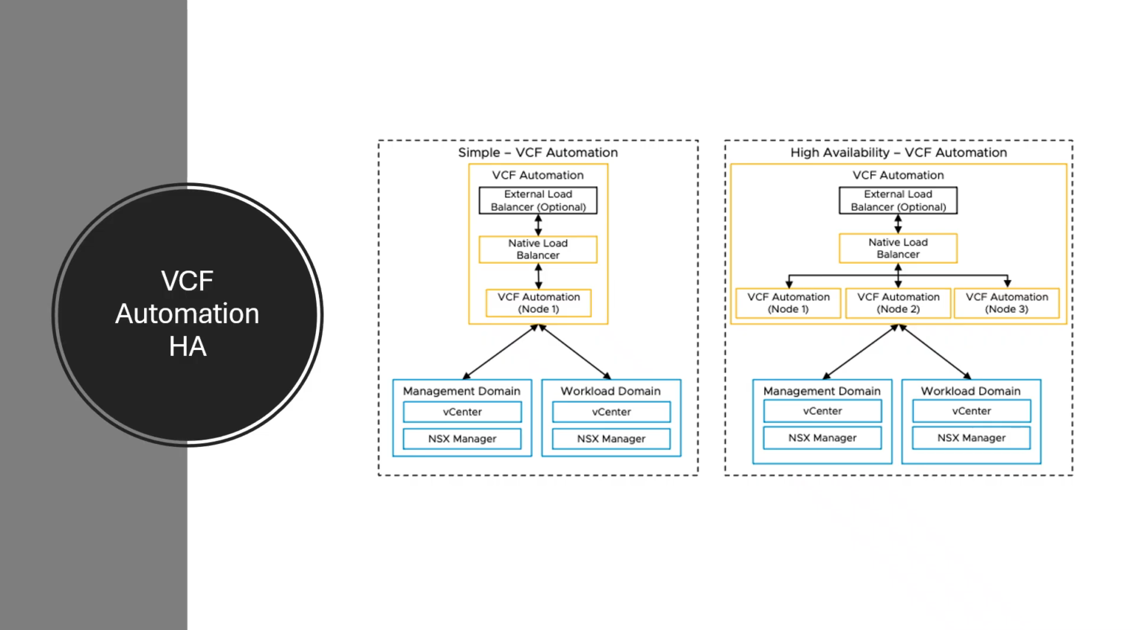Okay, so the thing we need to understand is that VCF automation acts as the orchestration layer that automates provisioning across the entire software defined data center. So in the production environment, ensuring its availability is very important, right? So the best option is to go for the high availability option in production support for VCF automation. We'll explore the native load balancer and external load balancer options in the upcoming slides.